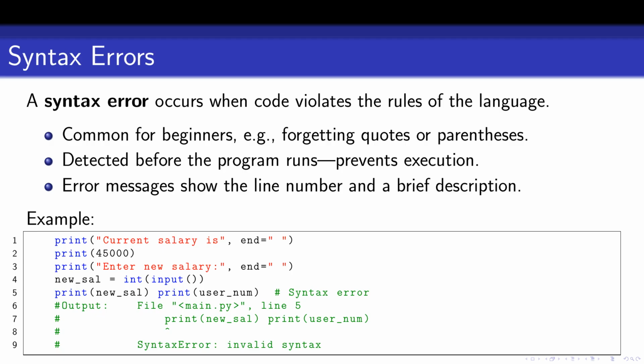In the example here, Python throws a syntax error because two print calls are placed side by side on the same line, which it can't understand. Python helpfully tells us which line has the problem, though the message might seem a bit cryptic at first. As you gain experience, you'll learn to quickly interpret these messages and fix the issue. Just remember, syntax errors are usually easy to resolve once you find the offending line and understand what Python was expecting.